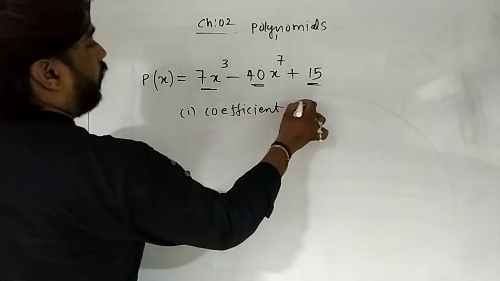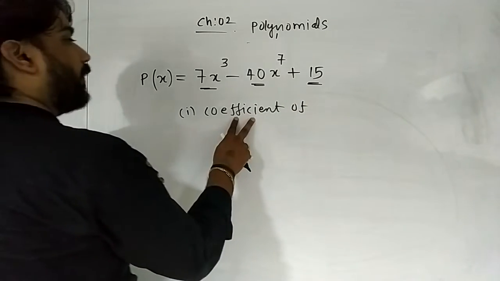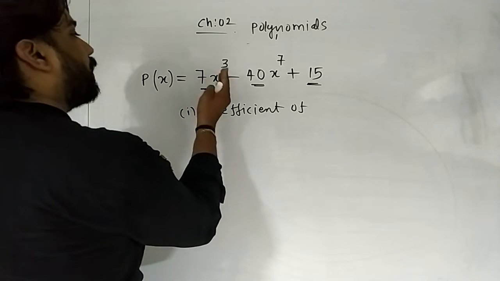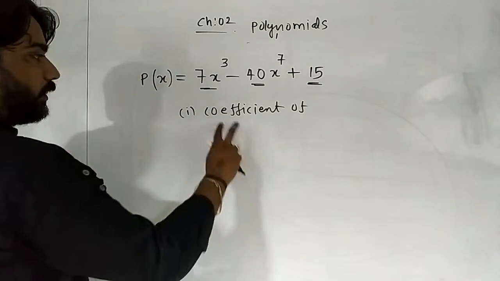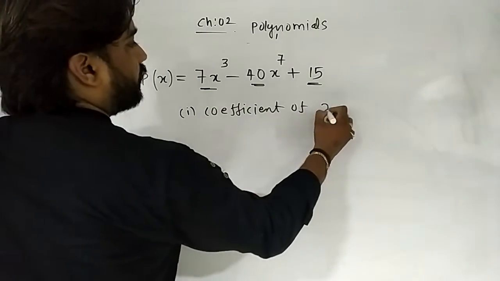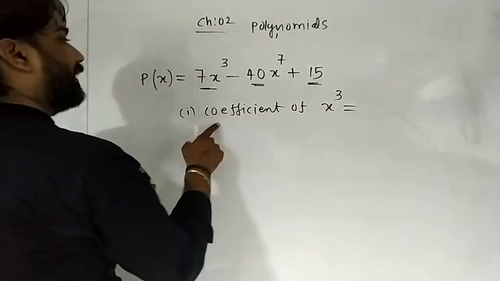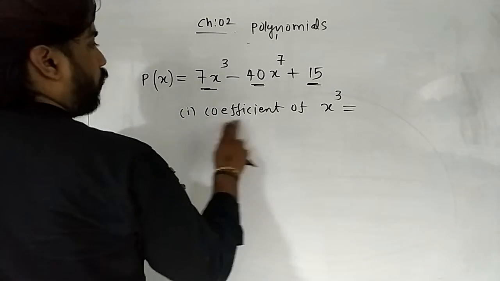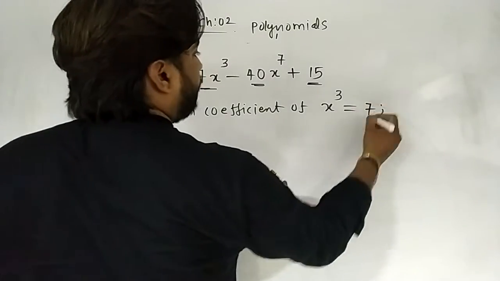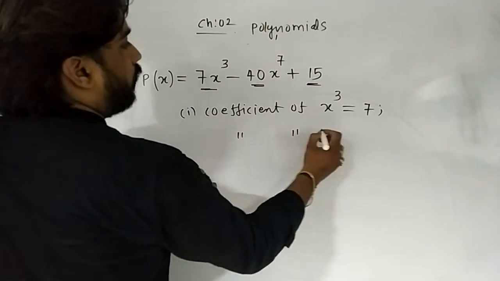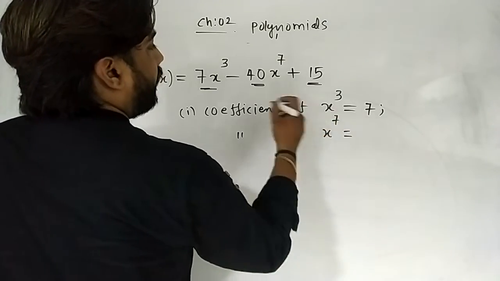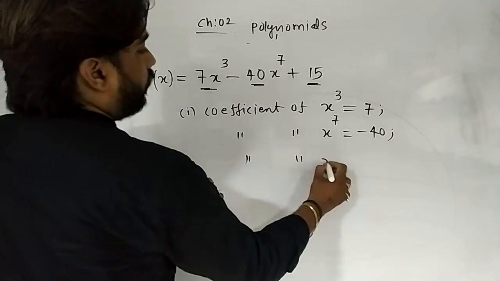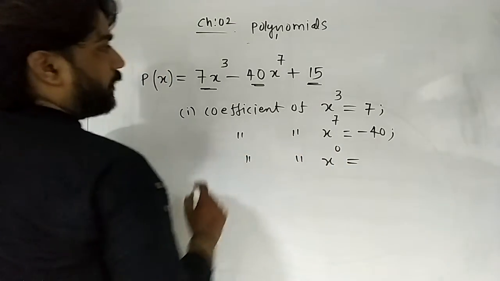So now first thing, coefficient of. अब देखो coefficient का मीनिंग क्या है? Coefficient means the constant which is multiplied with what value. Suppose coefficient of say x³, तो x³ का coefficient क्या होगा? x³ के साथ multiplication में जो constant है वो. So the coefficient of x³ is 7. Similarly, coefficient of x raised to 7 is what? Minus 4.